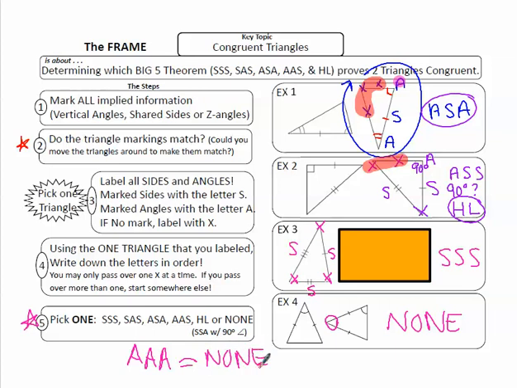If I get anything else in the world besides side, side, side; side, angle, side; angle, side, angle; angle, angle, side; or the right angle HL, it's none. Okay, so that's pretty much all you need to know how to do this. You're going to practice doing some of them, and then you're going to do the proof worksheet next.